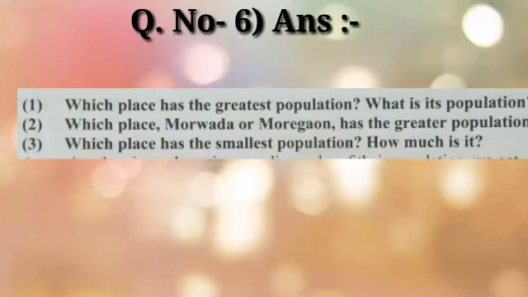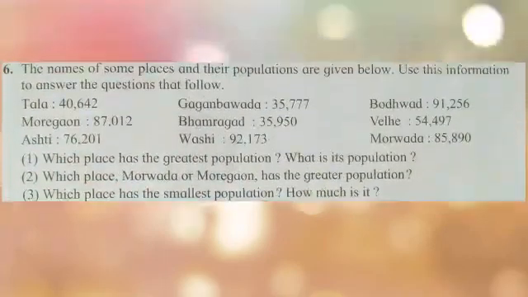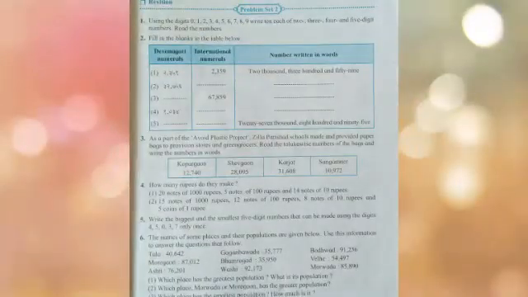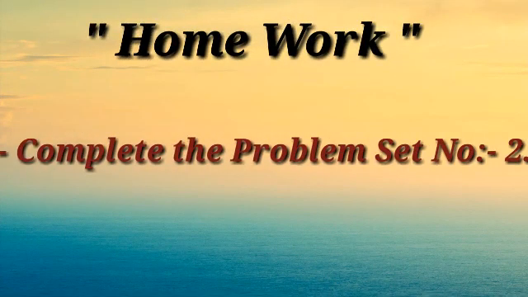So here 3 questions are given which you have to be solved by observing the previous chart of the place and their population, which is really easy one. You can definitely do it. Like that way you have to complete our last question. Hence in this way our problem set number 2 is over. So your today's homework is to complete the problem set number 2.